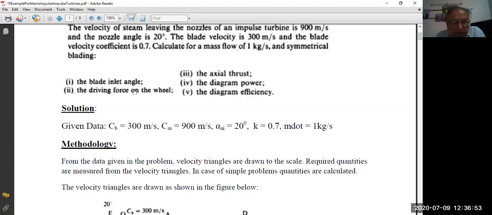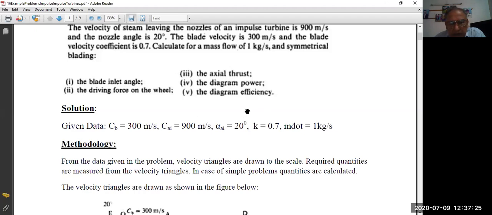So now what is required? These are 5 items which you have to calculate. Blade inlet angle, that's beta I. Driving force on the blade, that is, if you remember the formula, the change in whirl component delta CW. And the axial thrust, this is delta CF. And diagram power is equal to delta CW multiplied by CB.